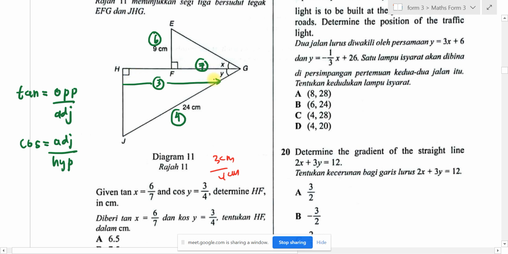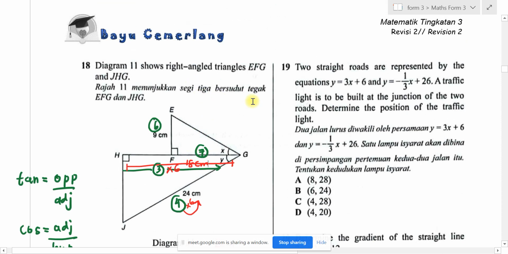So adjacent here, hypotenuse here. You see the hypotenuse is actually 24. Compared to its ratio, it is multiplied by 6. So here also multiply by 6. So HG is 18 centimeters. 18 centimeters. So we need to find how much HF is.